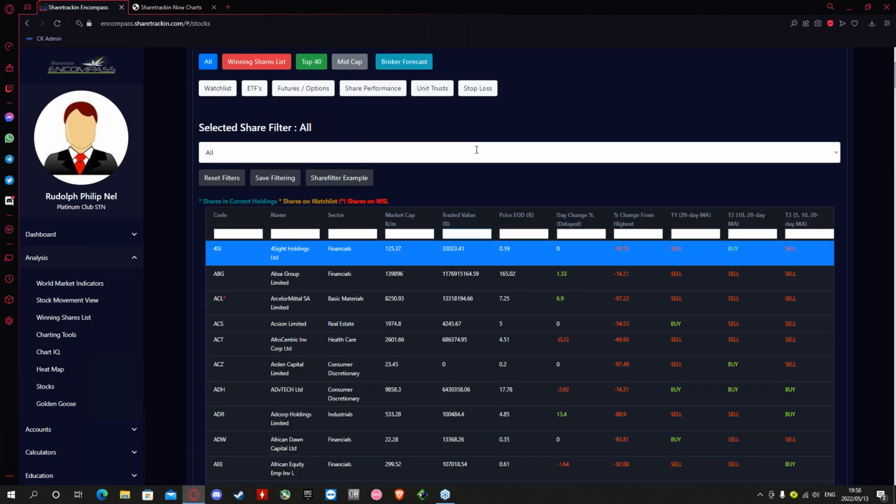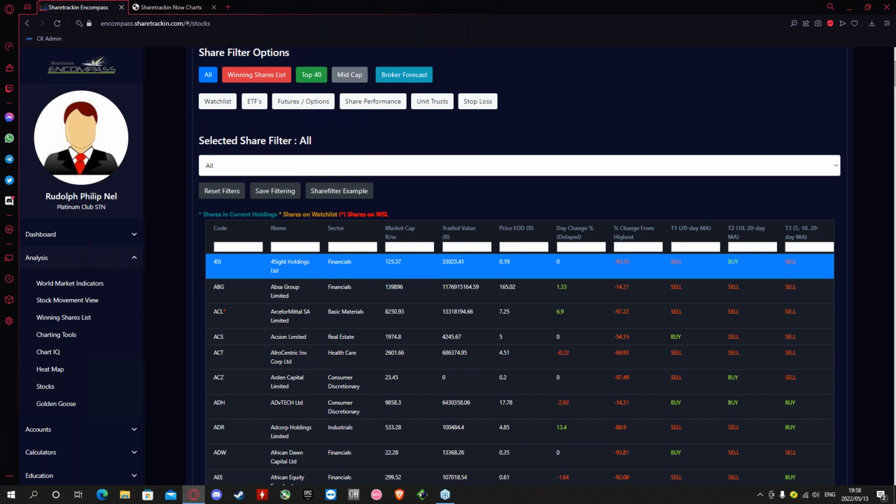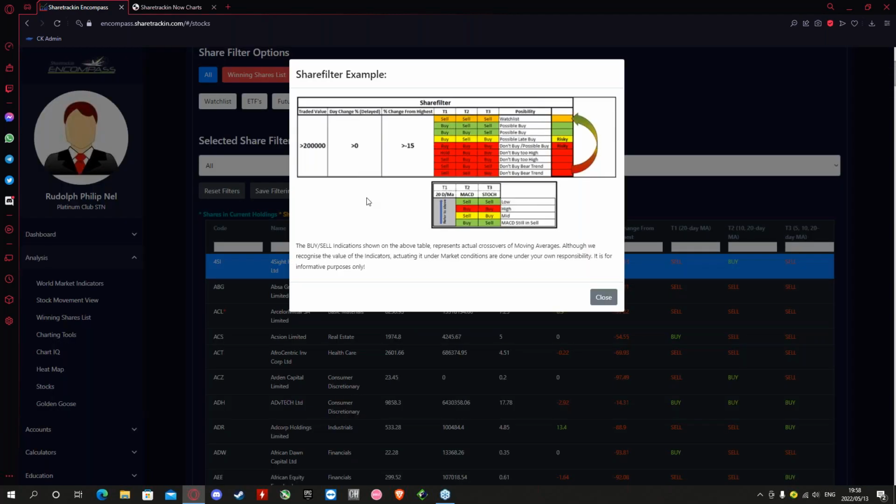Now there is a share filter example that you can use. So you just click on your share filter example. You can ignore the bottom block here. That's actually got nothing to do with your MACD or your stochastic. So you can totally ignore this T1, T2, and T3 at the bottom here. You're going to work with your main filter at the top here. So you'll see that over here we've got some examples. We've got traded value greater than 200,000, day change percentage delayed greater than 0, and your percentage change from highest greater than -15. I will quickly explain how that works.